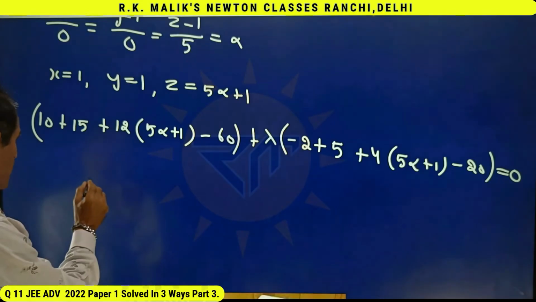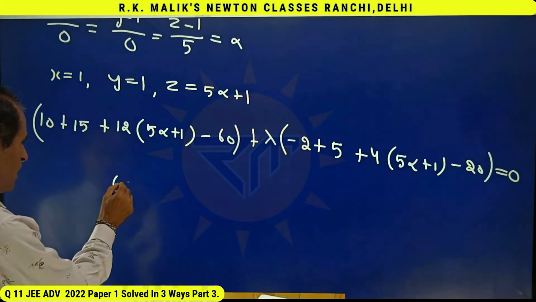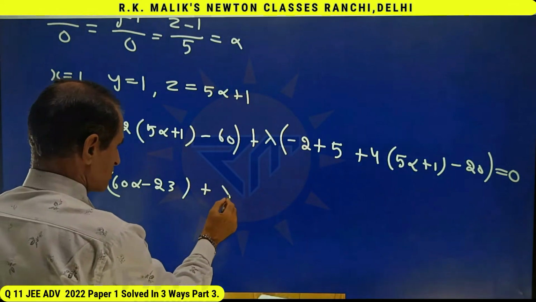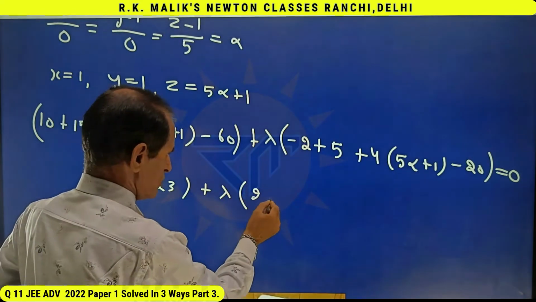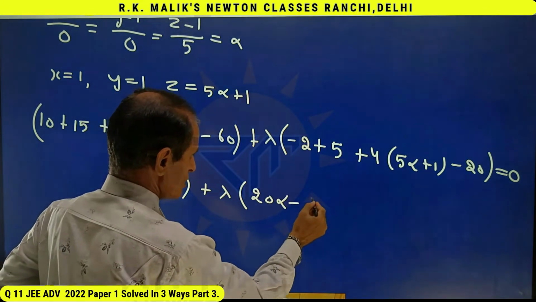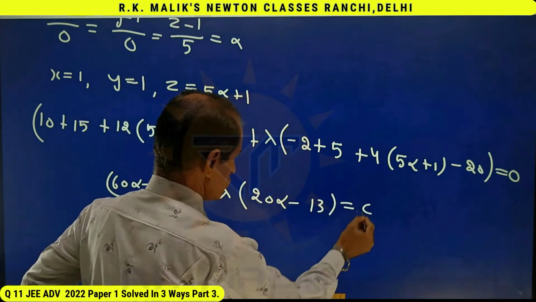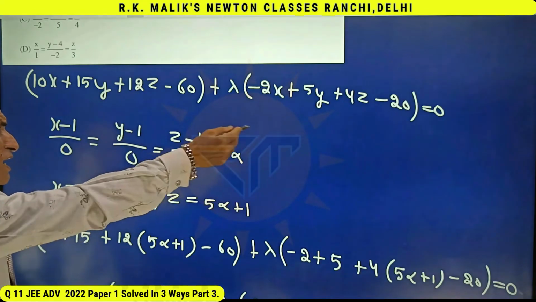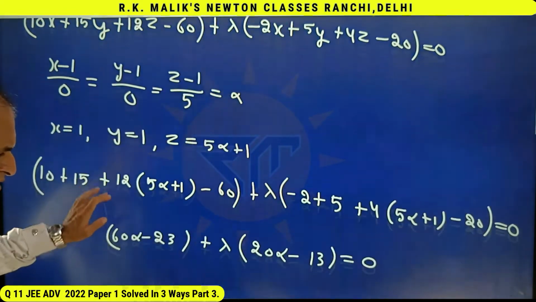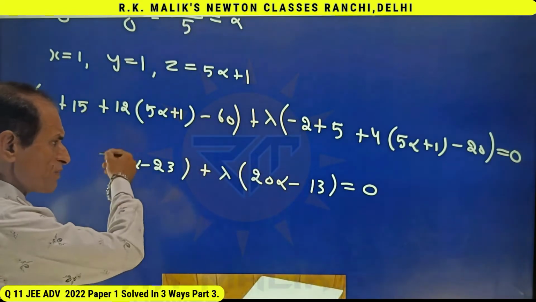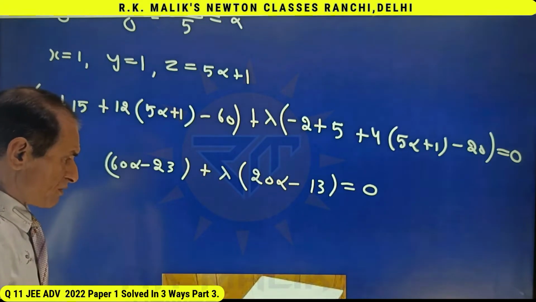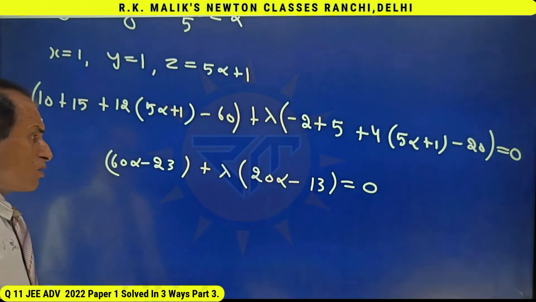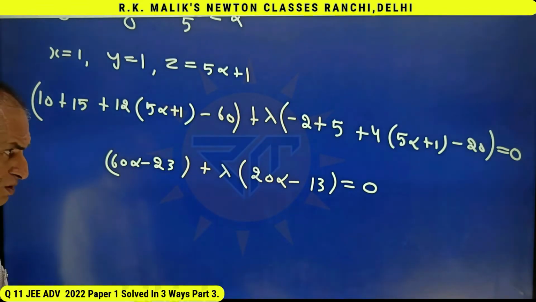equal to 0. That is, I get 60 alpha minus 23 plus lambda into 20 alpha minus 13 equal to 0. Now, this line can lie in this plane if this is true for every value of alpha. And if it is true for every value of alpha, we'll compare the coefficient of alpha on both sides.